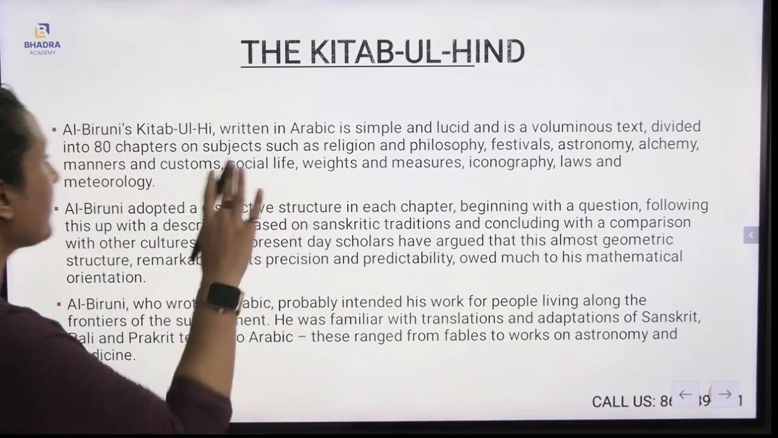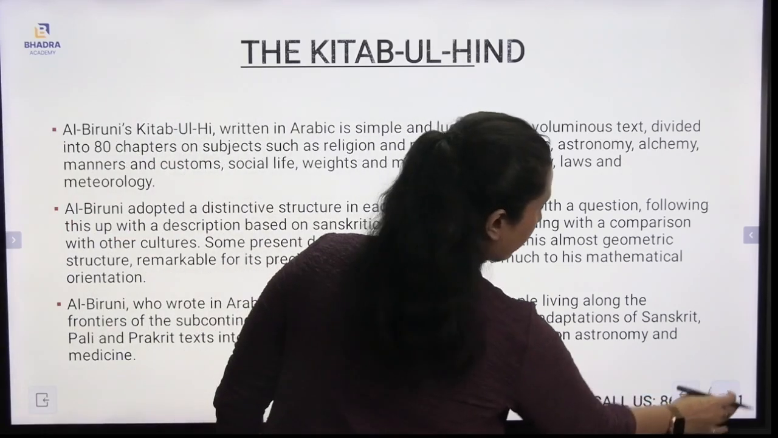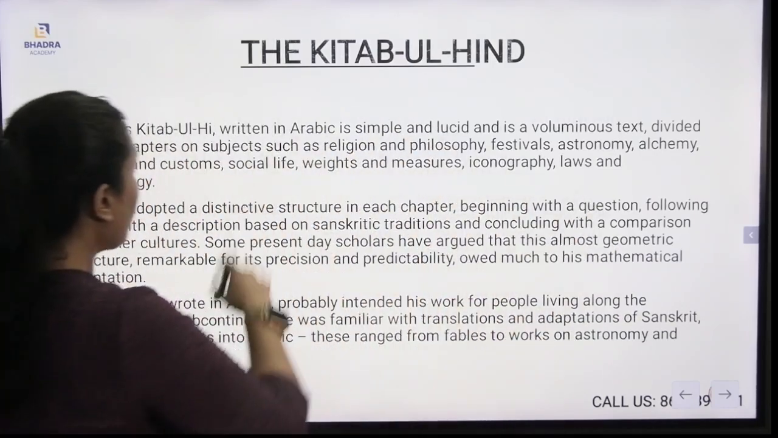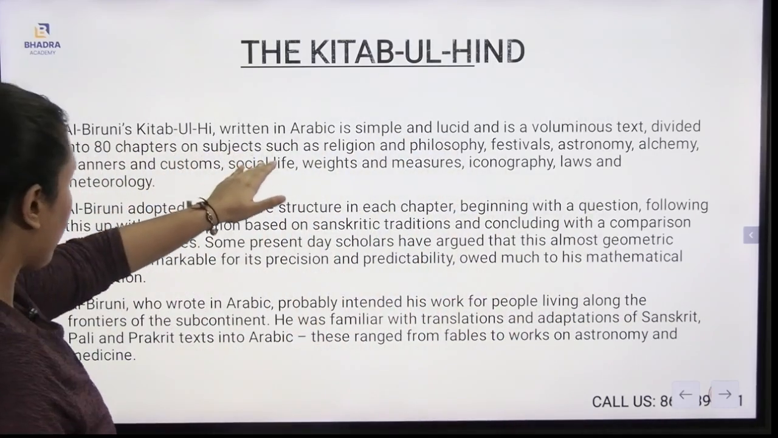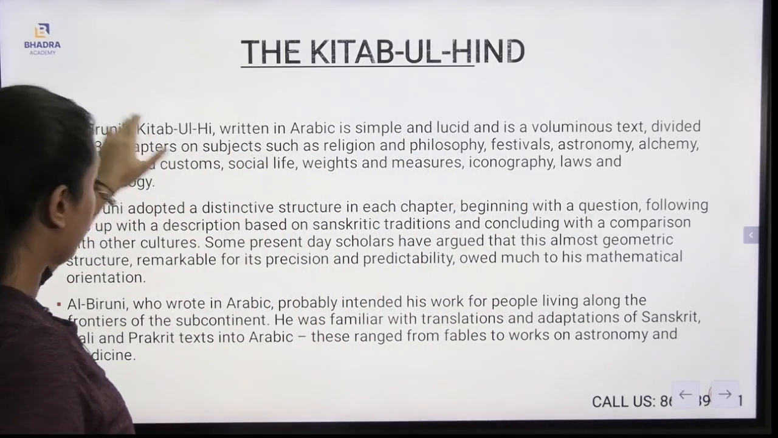So, first of all, the first characteristic regarding the Kitab ul Hind is that it is written in the Arabic language, and there are a total of 80 chapters. Very, very important.